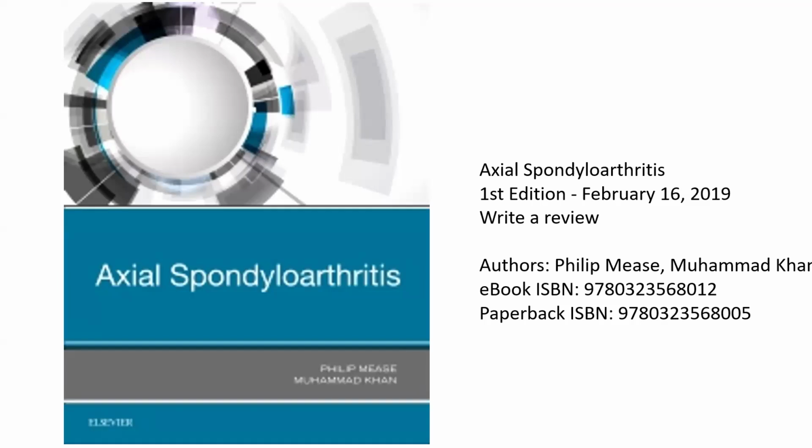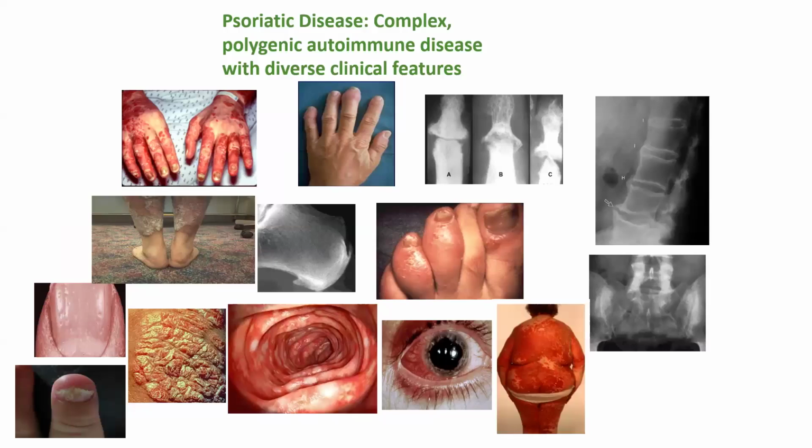Just a quick word. This is a paperback copy of a textbook, which Asim Khan, a really important figure in the world of ankylosing spondylitis research, and I co-edited. And if any of you all ever want to go on Amazon, this is a reasonably up-to-date textbook which covers the subject. Now I'm going to shift to psoriatic arthritis.